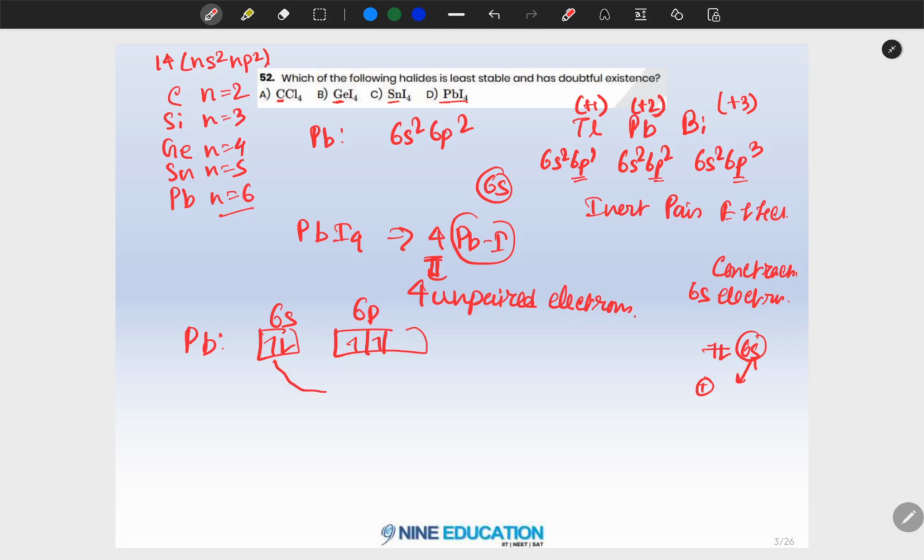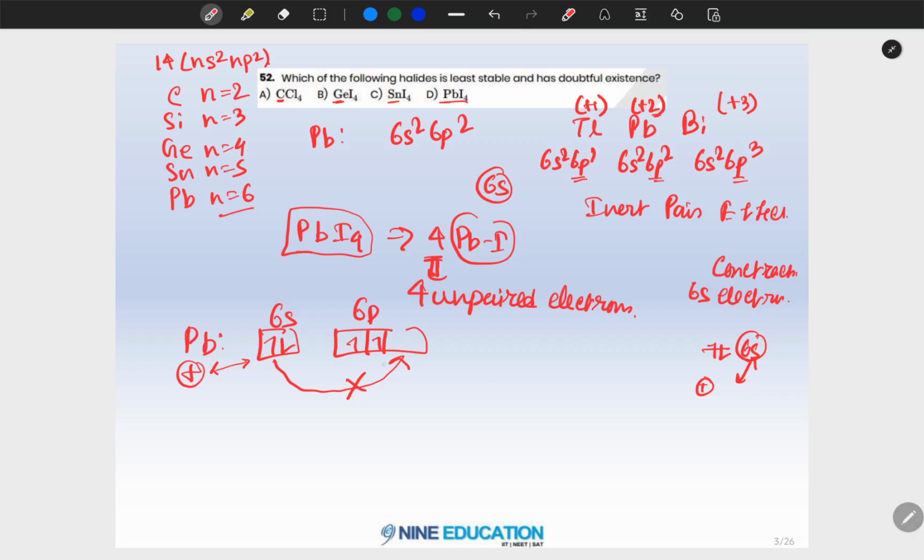So obviously I need to excite an electron from 6s to 6p, but this excitation will not be favorable because of the contraction of the 6s orbitals. The nucleus will try to pull the electron cloud of 6s towards itself, and that's why the excitation from the lower energy level 6s to the higher energy level 6p will not be very favorable. Since the excitation is not favorable, we will not get 4 unpaired electrons. So 4 covalent bond formation will not be possible, and that's why PbI4 cannot even exist. Right? So easily we can explain this with the help of the relativistic effect.